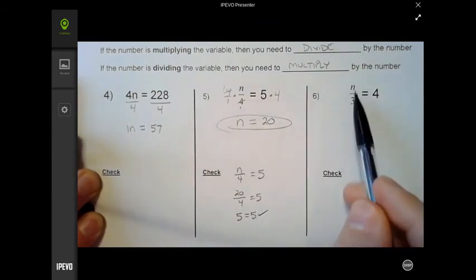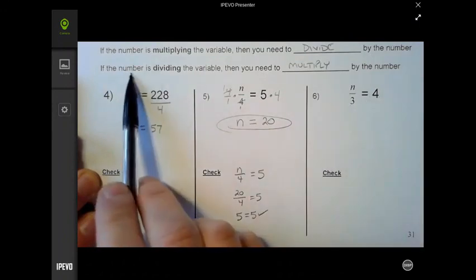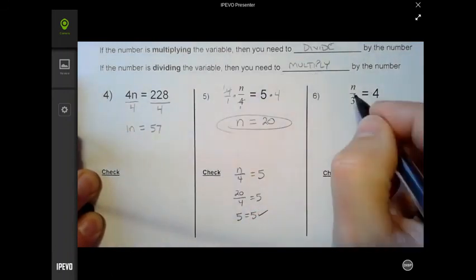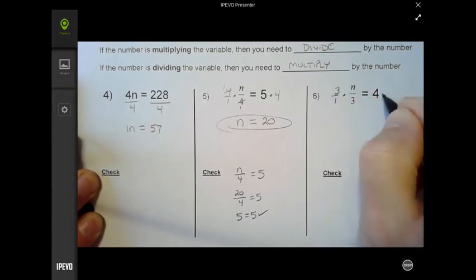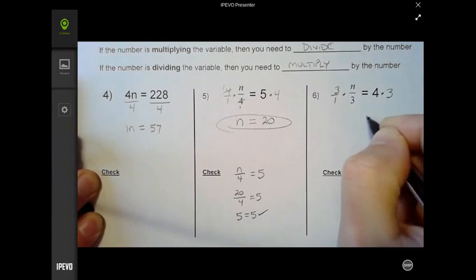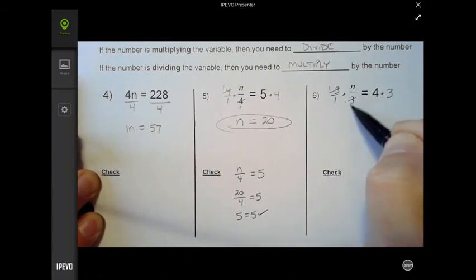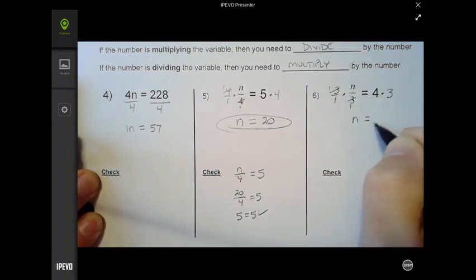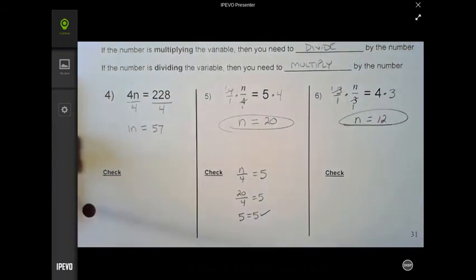In the last example, n is being divided by 3, and the answer is 4. Since the number 3 is dividing the variable, then you will multiply by 3 on both sides. So on the left, I'll multiply by 3 over 1, which is the same on the right as multiplying by 3. These 3's are going to simplify down to 1's. 1 over 1 times n over 1, again, is just n. And 4 times 3 equals 12. So remember, to isolate the variable, you always need to do the inverse operation.